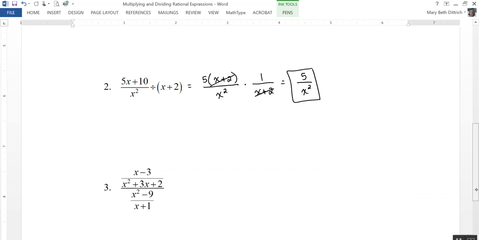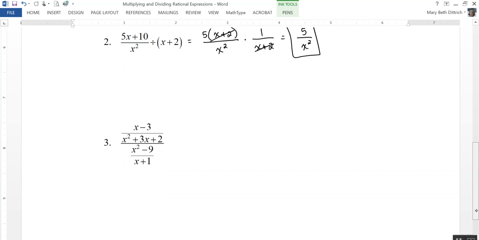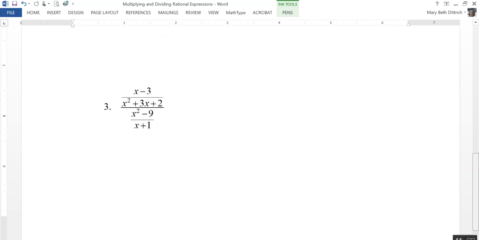And my last example is actually called a complex fraction. This is a rational expression that has a rational expression in the numerator and a rational expression in the denominator. Remember that this is just division, so this is going to be (x minus 3) over (x squared plus 3x plus 2), divided by (x squared minus 9) over (x plus 1). So I'm going to rewrite this as division.